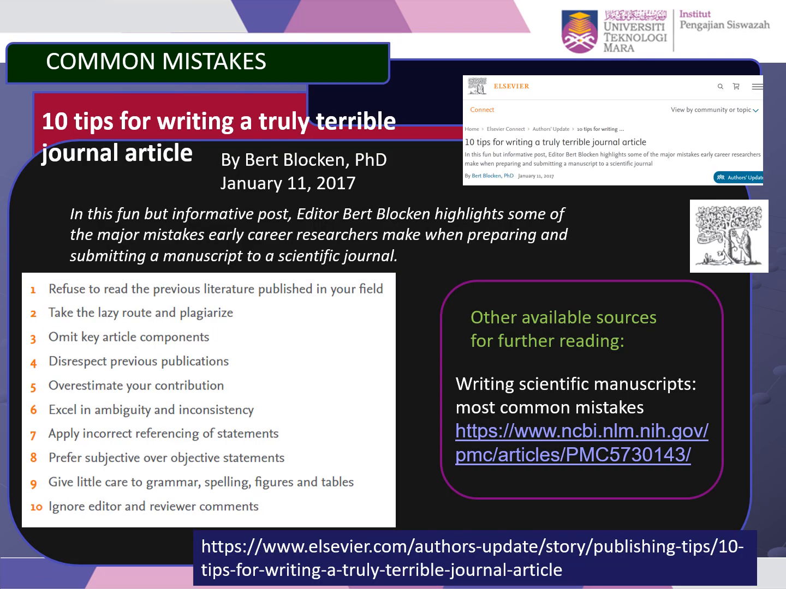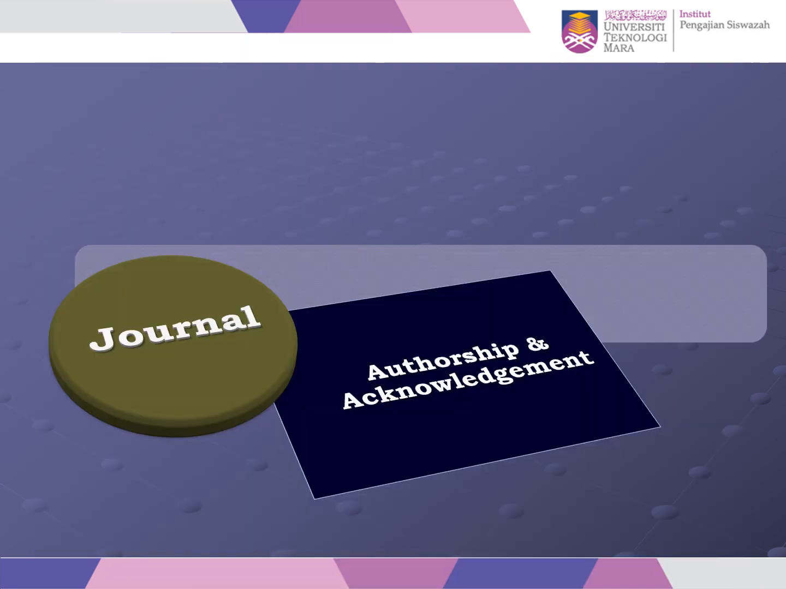Other than that, there's a piece written by Bert Blocken, the 10 tips for writing a truly terrible journal article. So these are the 10. So you can take the lazy route and plagiarize, omit. So if you want to come up with a truly terrible journal article, then you may follow these tips. If you need more information, you can go to these websites. Other available sources, this is about writing scientific manuscripts, most common mistakes. You can look at these websites. If you have time, you can venture into this website.